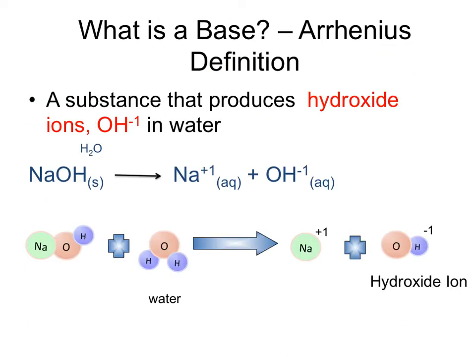So now that we know what an acid is, what is a base? Well, Arrhenius defines a base as a substance that produces hydroxide ions in water. If we take a look at sodium hydroxide, you'll see that it's in solid form, and when it dissolves in water, it actually separates into the sodium and the hydroxide ion. And you can see that in this picture right here. The hydroxide ion is characteristic of a base and identifies a base.